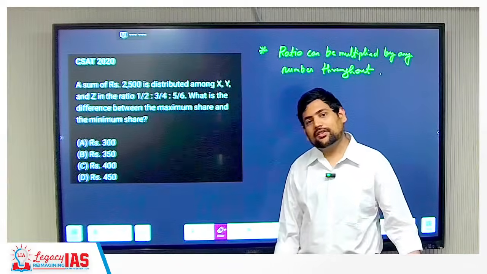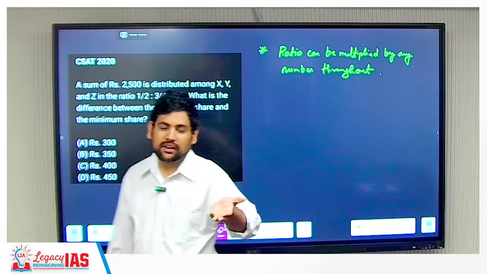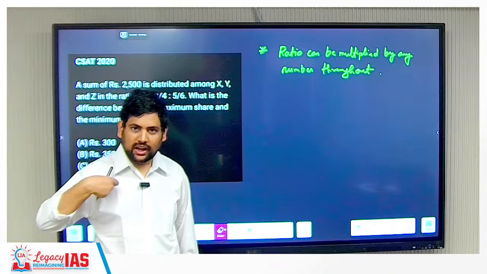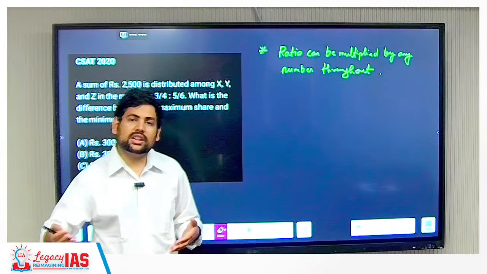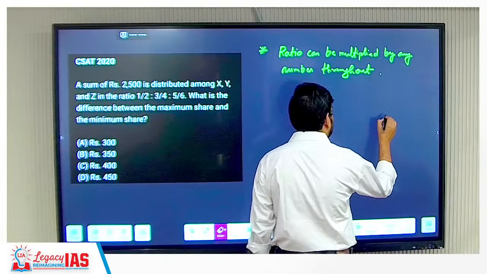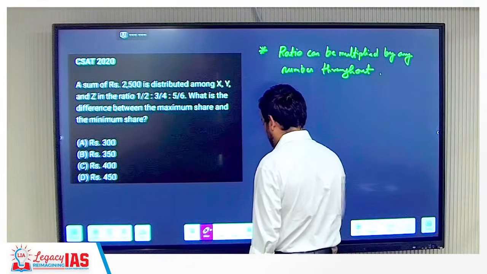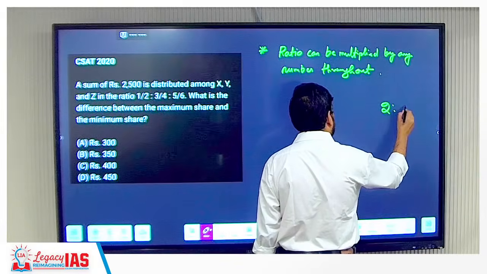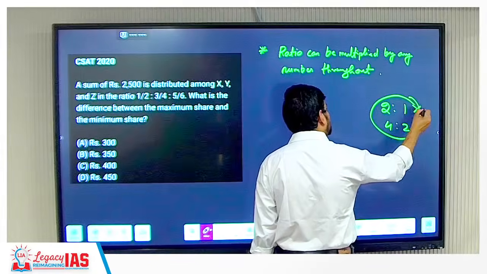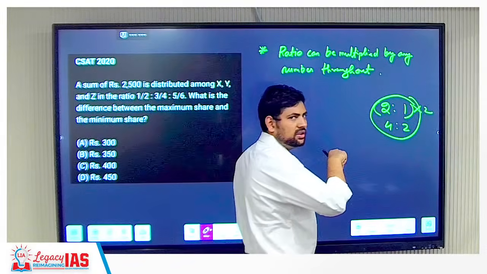Correct? Now, for example, in that example I gave you, I have twice the money that you have. Now, I say that my money and your money is ratio 2 ratio 1. Instead of 2 ratio 1, even if I say 4 ratio 2, it's the same thing. Correct? I have just multiplied this whole thing by 2.